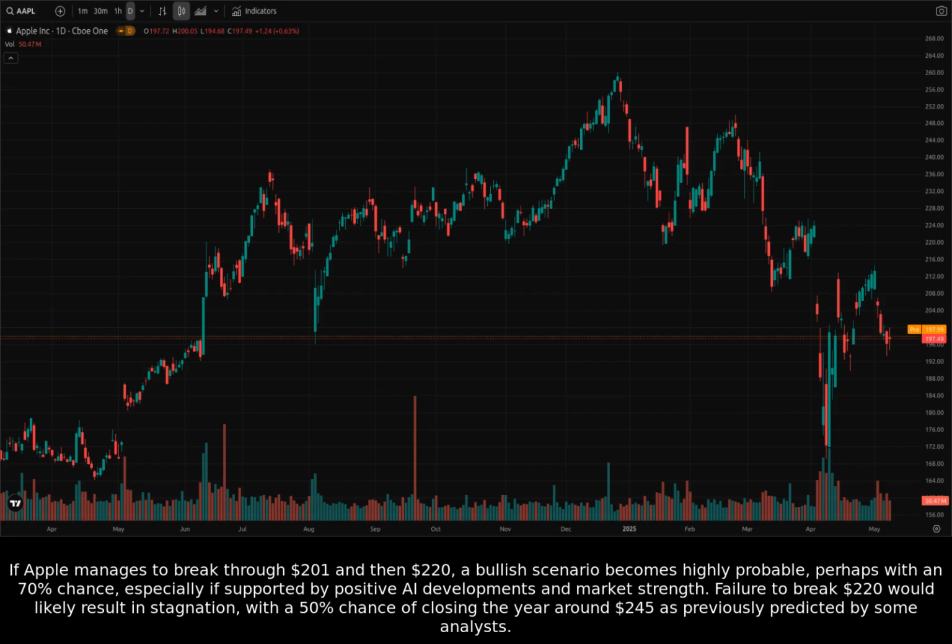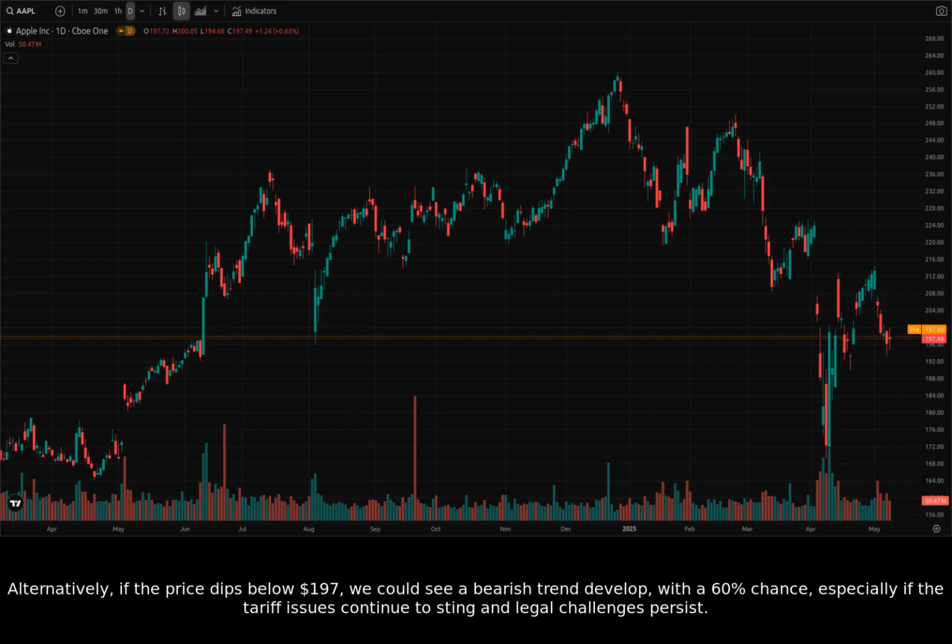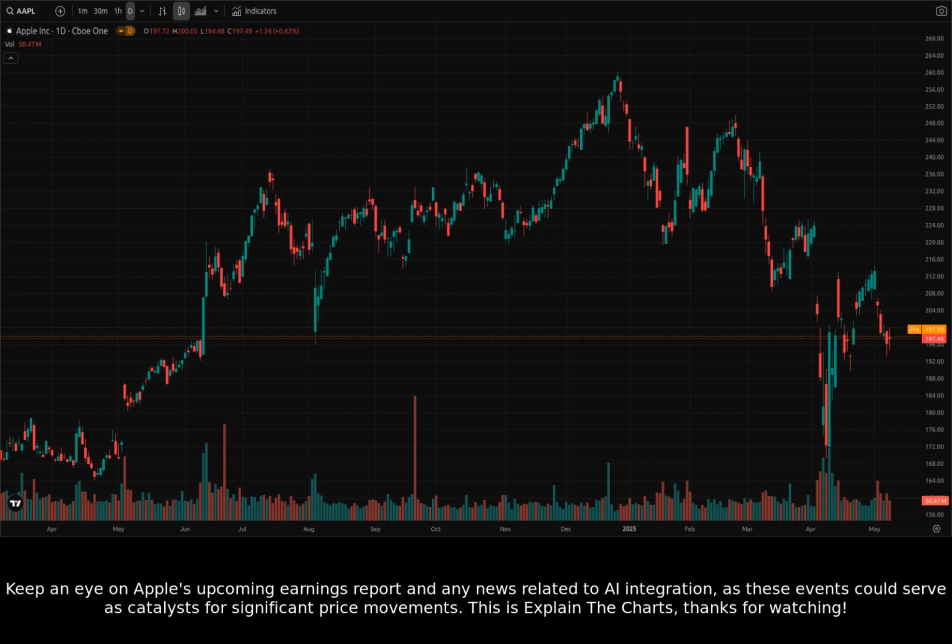Failure to break $220 would likely result in stagnation, with a 50% chance of closing the year around $245 as previously predicted by some analysts. Alternatively, if the price dips below $197, we could see a bearish trend develop, with a 60% chance, especially if the tariff issues continue to sting and legal challenges persist. Keep an eye on Apple's upcoming earnings report and any news related to AI integration, as these events could serve as catalysts for significant price movements.